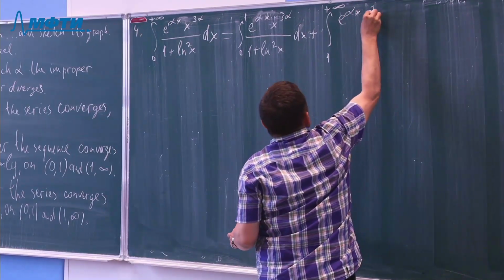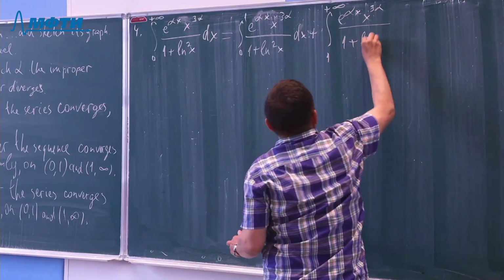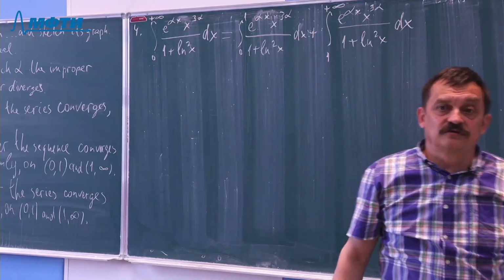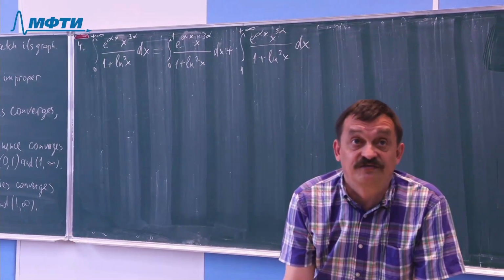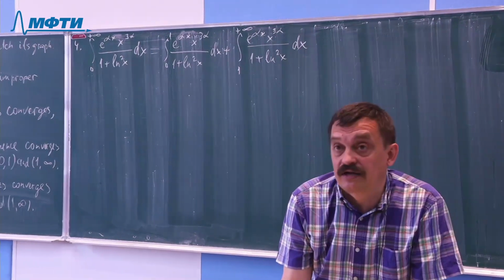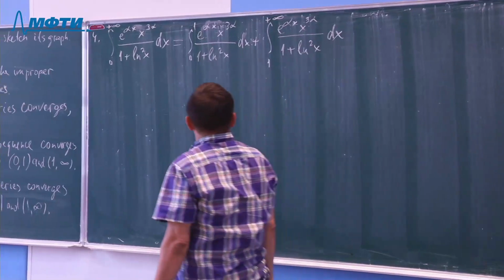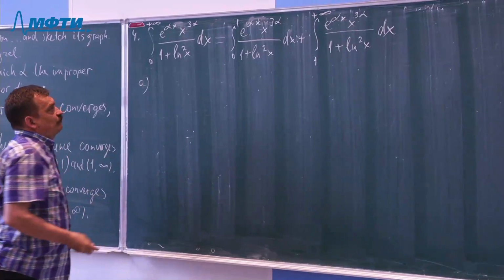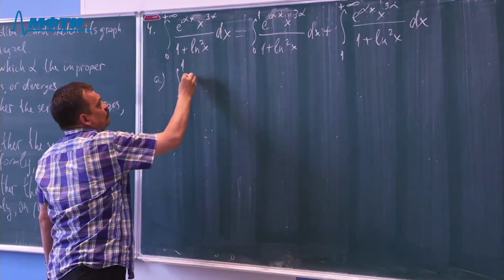Our integral converges if and only if both integrals converge. So if at least one of them diverges, then the integral diverges by the definition, right? If at least one of them diverges, right? So, first part, that one, integral from 0 to 1.